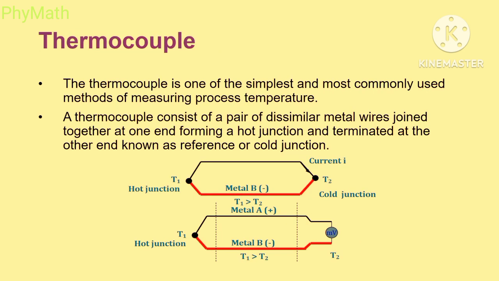Now the thermocouple is one of the simplest and most commonly used methods of measuring process temperature. A thermocouple consists of a pair of dissimilar metal wires joined together at one end, forming a hot junction, and terminated at the other end, known as the reference junction or the cold junction.